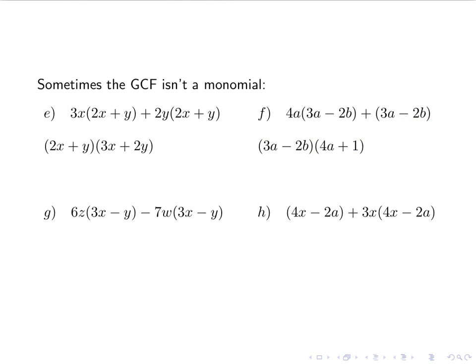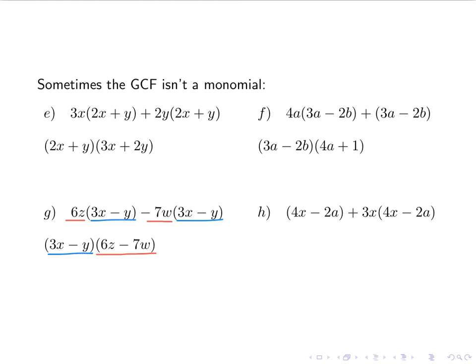Okay, so let's try 2 more. So we have 6z times 3x minus y minus 7w times 3x minus y. 3x minus y is the same thing in the parentheses. So that's going to be my GCF. So that's my first term. And then everything that's not in the parentheses goes as my other factor.